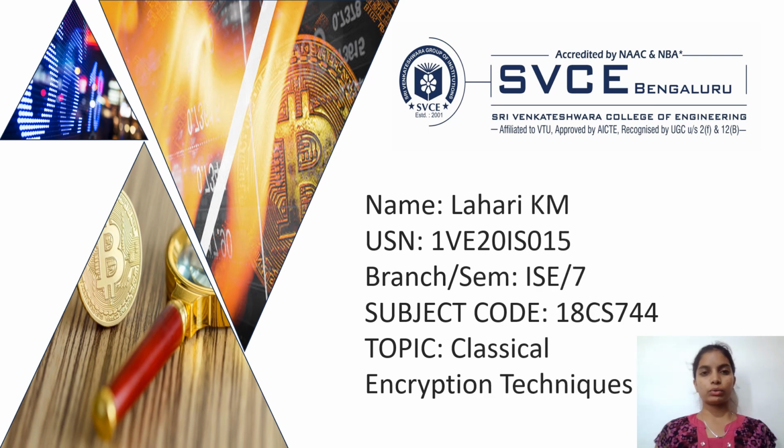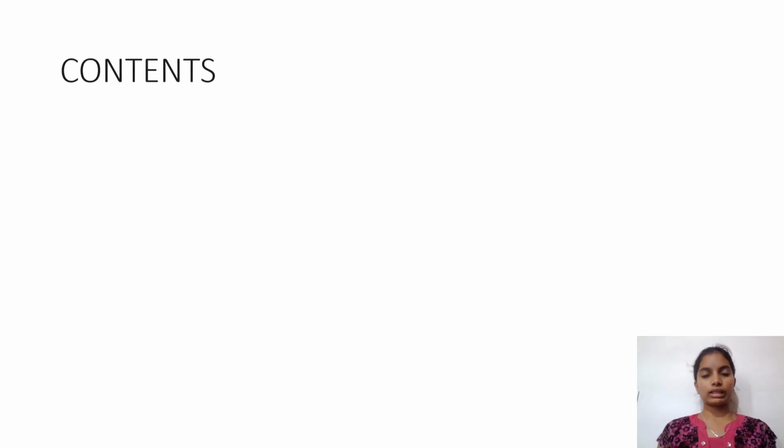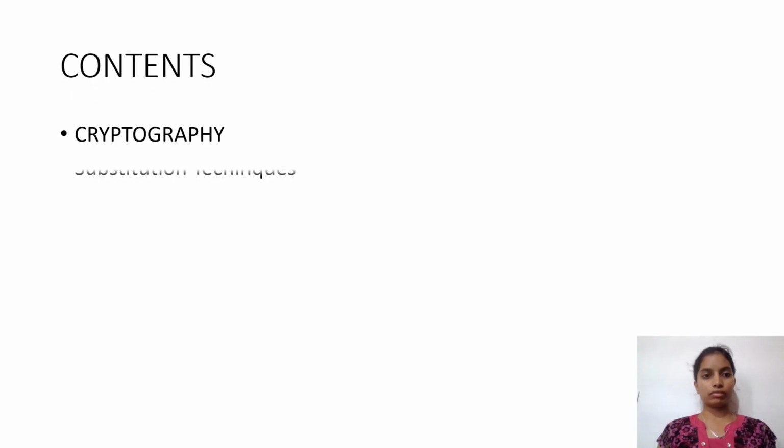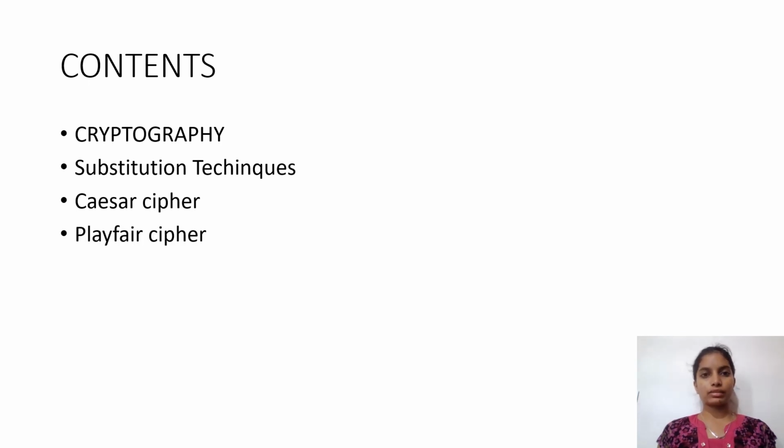Today we are going to discuss classical encryption techniques from the subject cryptography, and the subject code is 18CS744. The contents are cryptography and substitution techniques. Under substitution techniques we have Caesar cipher, Playfair cipher and Hill cipher. First we look into what is cryptography.